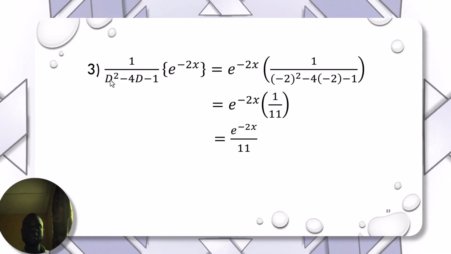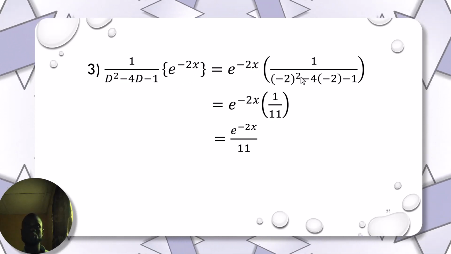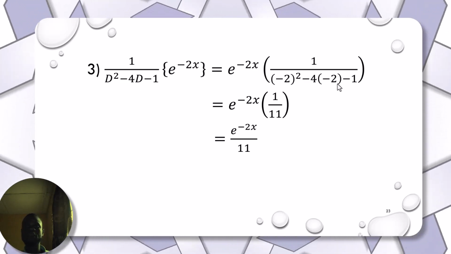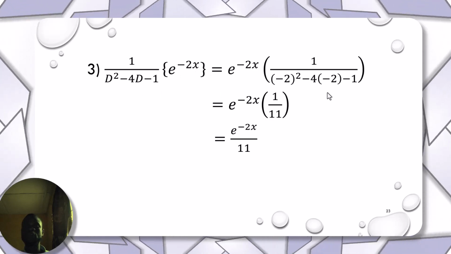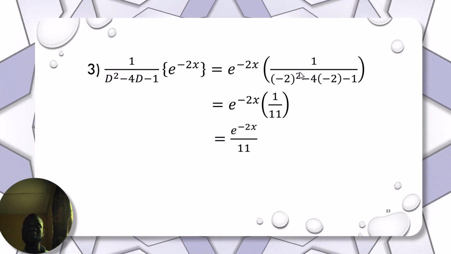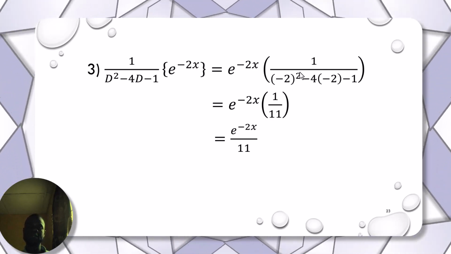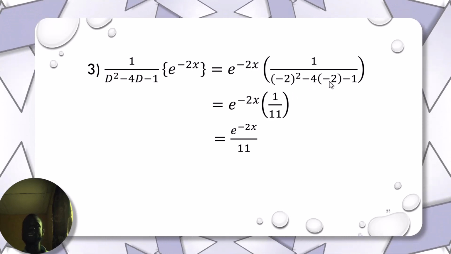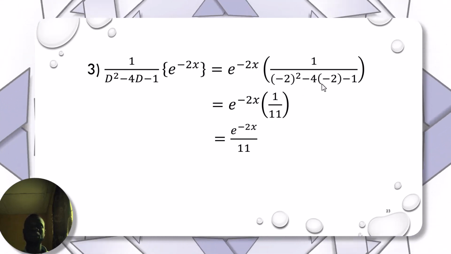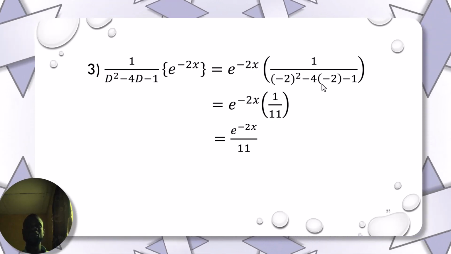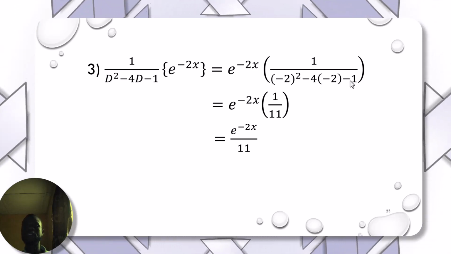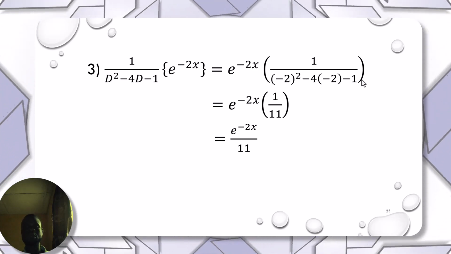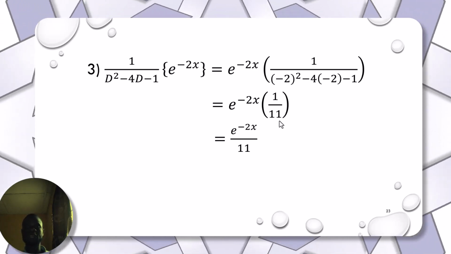So my D, I will replace it with minus 2, so I have minus 2 squared minus 4. My D, I will replace it with minus 2, so I have minus 2. Then I have minus 1. So minus 2 squared will give me 4, right? Yes, will give me 4. Then here I have minus 4 times minus 2 will give me minus 8, right? Then I have minus 1. Then if I sum everything up, will give me 11, right?